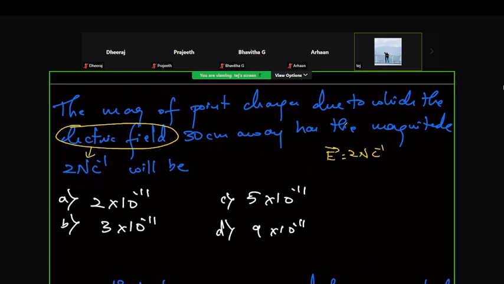What am I supposed to find? The magnitude of the point charge, meaning Q is the question mark. 30 centimeters away will obviously be the distance, so R equals 30 centimeters. I'll write 30 into 10 to the power minus 2, because centimeters is not an SI unit, so I have to convert it. After converting, R equals 30 into 10 to the power minus 2. Now listen.